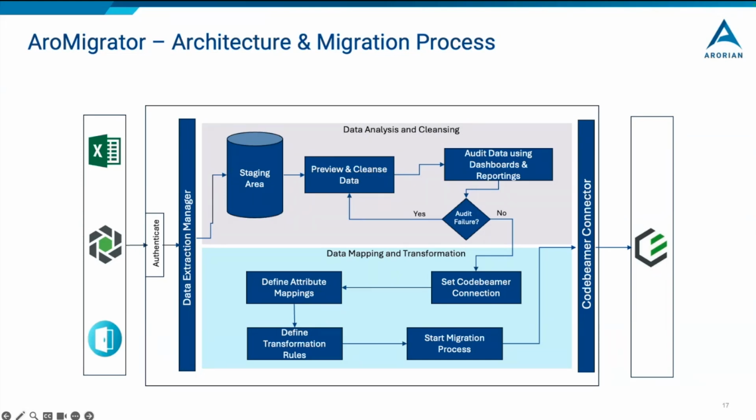Once we agree that the data is ready to be migrated, we need to do the configuration. What is needed is a connection to Codebeamer. Then we need to do mappings for the data. And if needed, we need to specify the transformation rules. And after that, we are good to start the migration process.